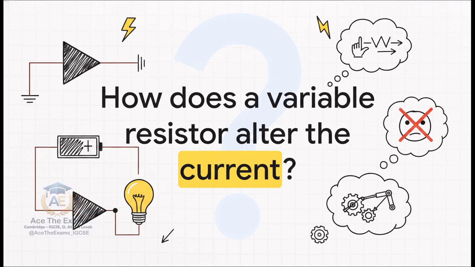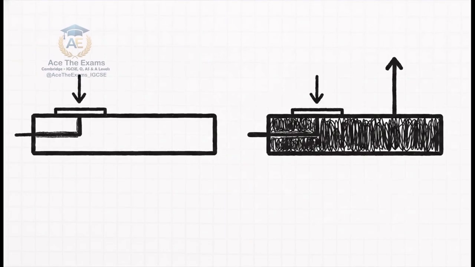If you get a question asking you to explain how a variable resistor actually alters the current flowing in a circuit, how do you describe the internal mechanics? If you're like Alex, you'd probably just write, it changes the resistance. 0 marks. That's just a statement. It's not an explanation. So how do we rewrite that and transform it into a green checkmark?